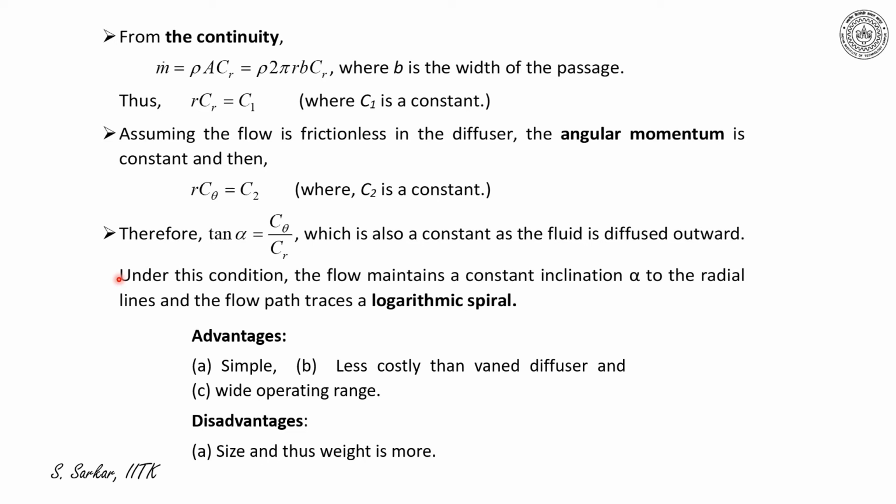This explains why we use a volute casing for diffusion. The advantage of volute casing is that it is simple, less costly than vane diffuser, and it is used for a wide operating range. What are the disadvantages? Without a vane diffuser, that is, for a vaneless diffuser with only volute casing, it becomes a little bit bulky. Therefore, the disadvantages are size and thus the weight.